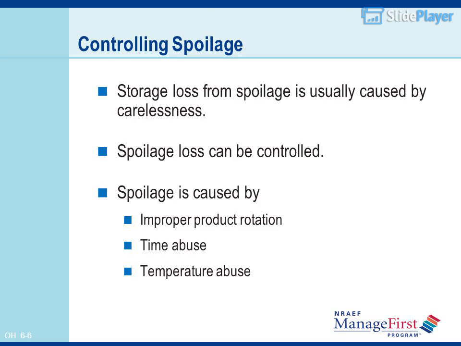Controlling spoilage. Storage loss from spoilage is usually caused by carelessness. Spoilage loss can be controlled. Spoilage is caused by improper product rotation, time abuse, temperature abuse. Instructor's notes: Explain that inadequate sanitation practices are another leading cause of product loss due to spoilage.